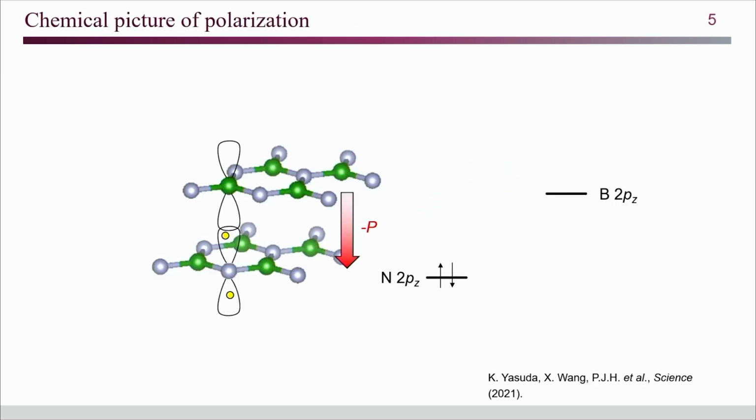Exactly how this works is that if you consider the boron and nitrogen, the boron has an empty 2pz orbital and the nitrogen has a filled 2pz orbital. When these two hybridize, this gives rise to a distortion of the electron cloud, and the electrons move towards the boron atom, and you have a downward polarization.